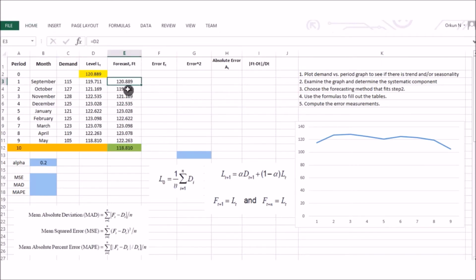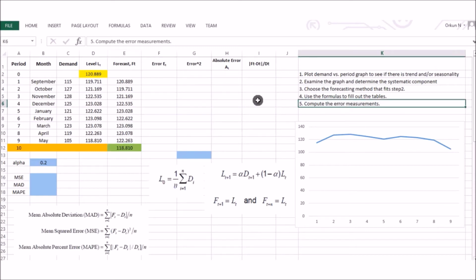So you see this is from level 0, this is from level 1, level 2, level 3, and so on. So I got my forecast. See, it corresponds to period 10, which is my forecasted value, and it comes from level 9. And I got my forecast, which is 118.810. So we got our forecast value, but we are still not done.